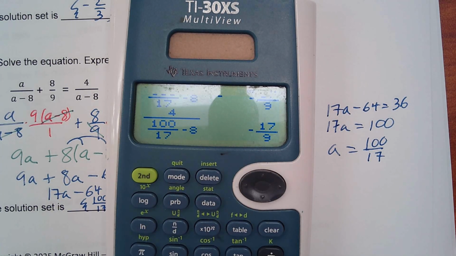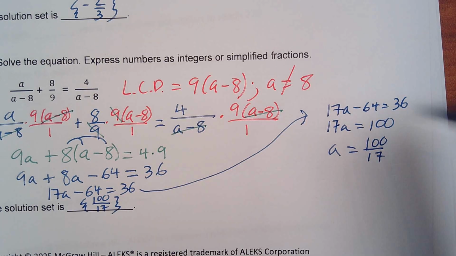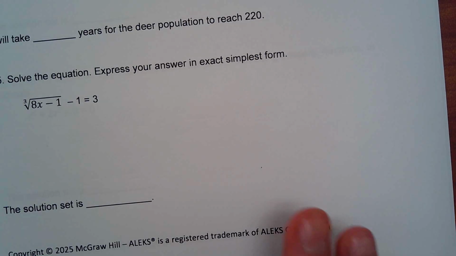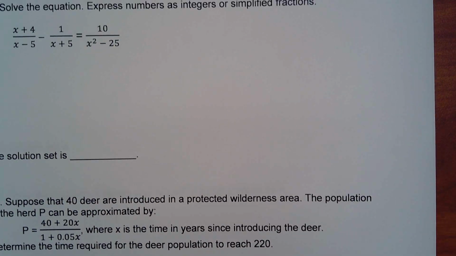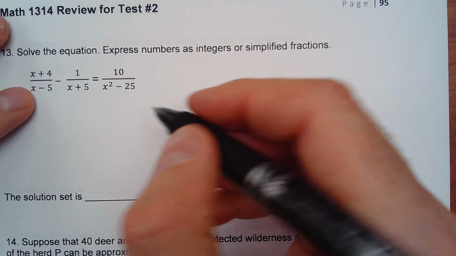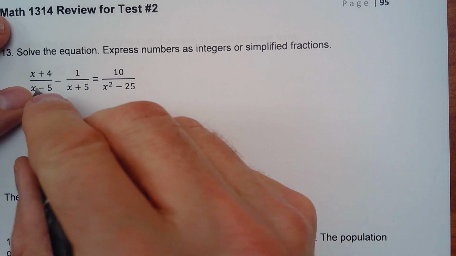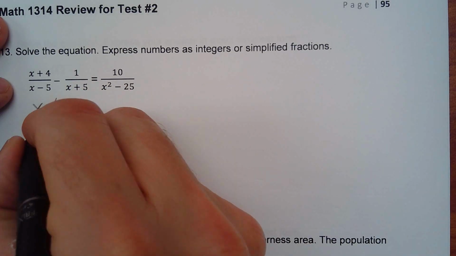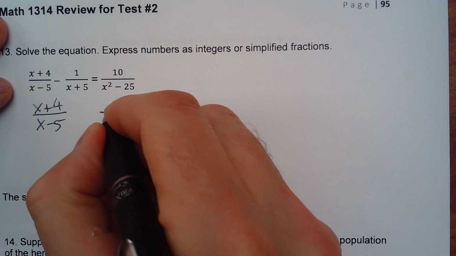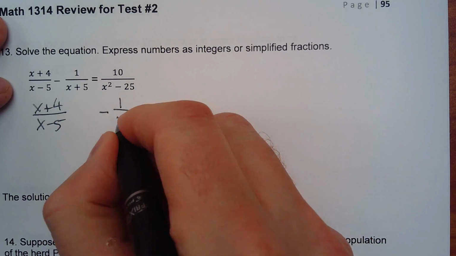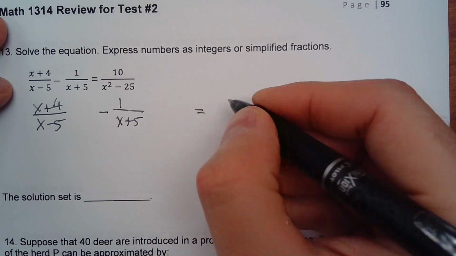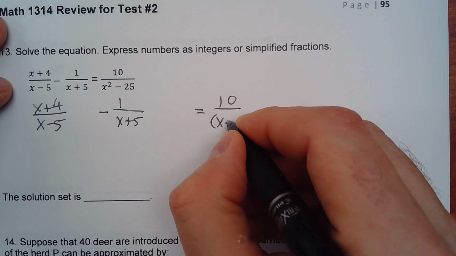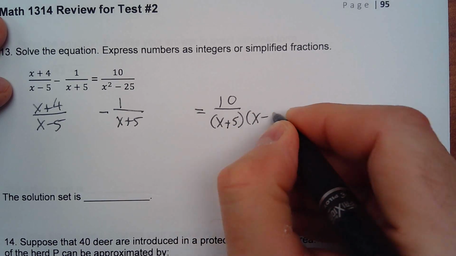Get the same thing. That's how we would check it. All right, let's try this next one. Well, this denominator is going to factor into these two. So we'll have x plus 4 over x minus 5 minus 1 over x plus 5 equals 10 over x plus 5 times x minus 5.